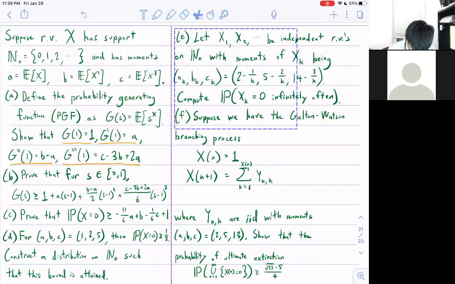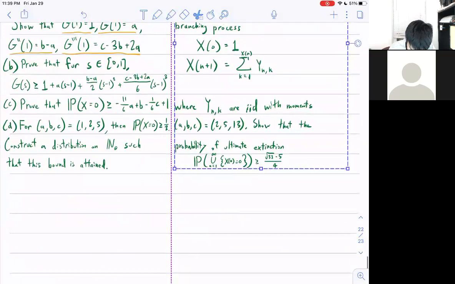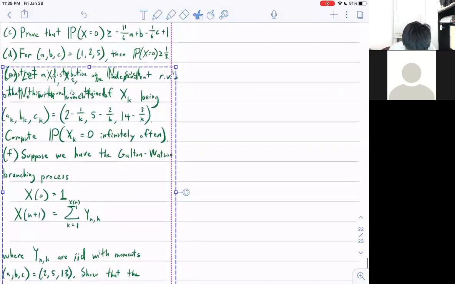So in jumping to the solution, let me just copy everything here and drag it down because we'll be working with it later. We don't have to work with it right now.